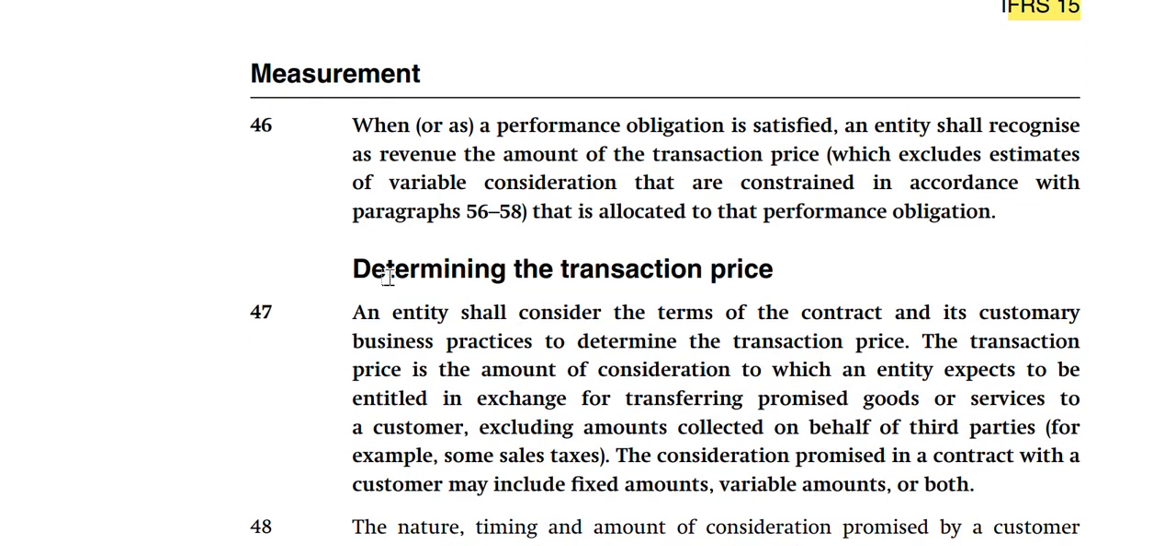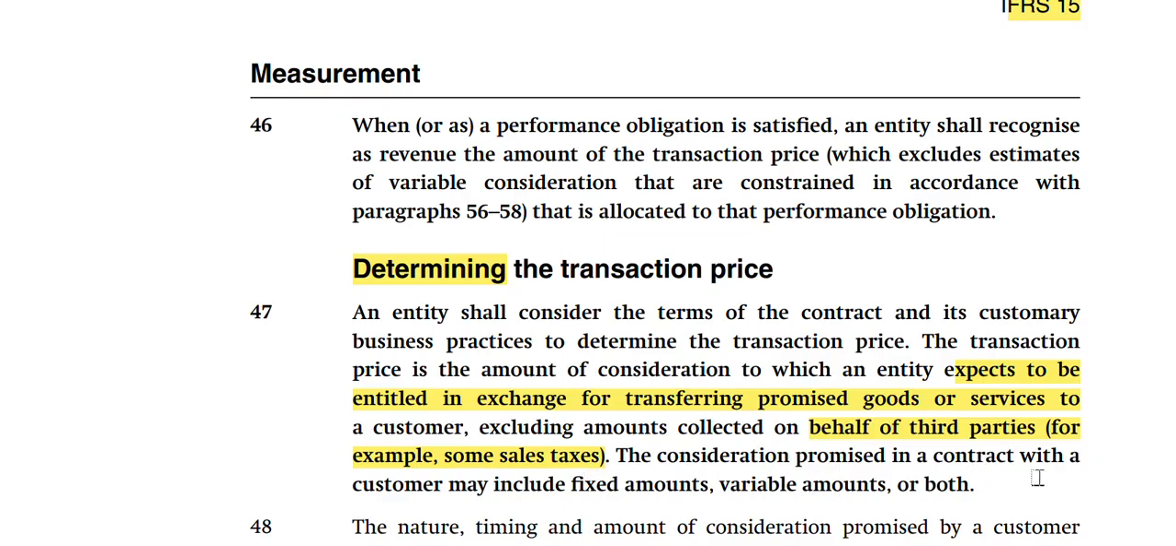Determining transaction price. So we need to determine what will be that transaction price. What is that amount of consideration that an entity is expecting to receive, right? An entity shall consider the terms of the contract and its customary business practice to determine the transaction price. The transaction price is the amount of consideration to which the entity expects to be entitled in exchange of transferring the goods or services to the customer, excluding amounts collected on behalf of third parties. The example to that will be sales taxes.